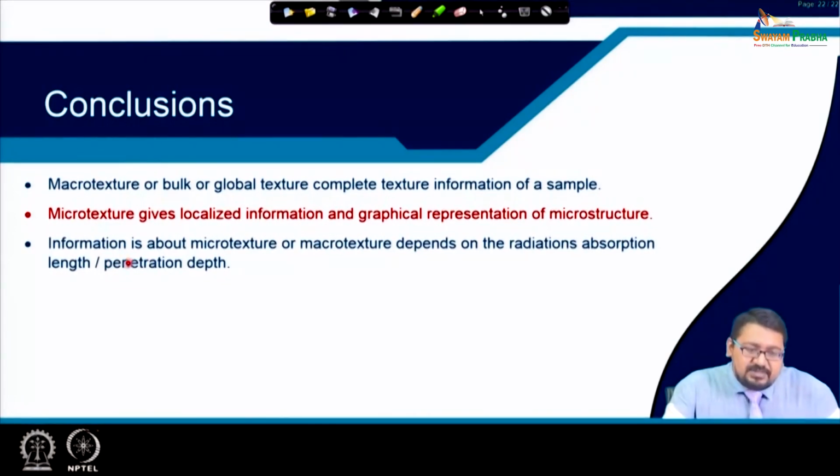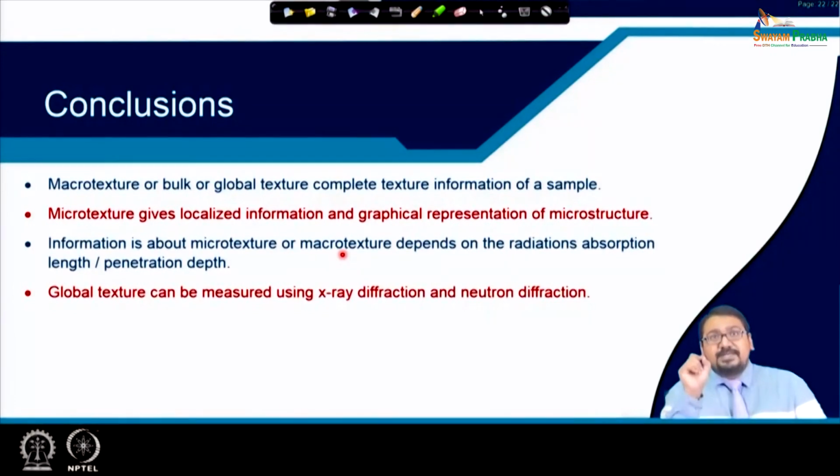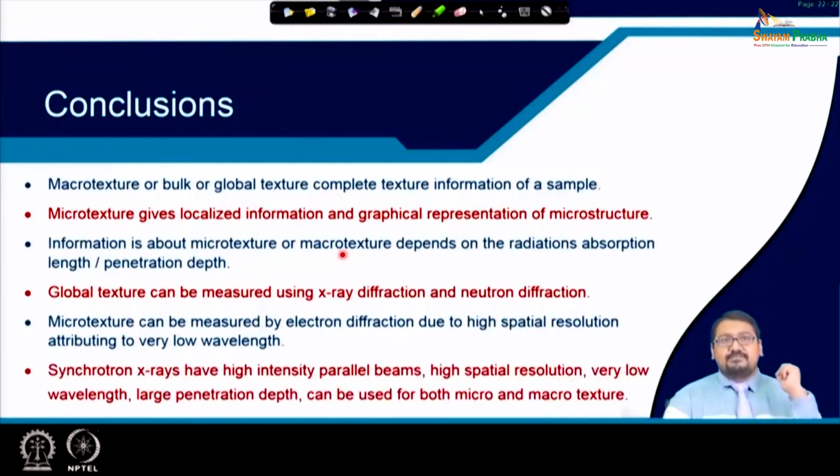The information is about microtexture or macrotexture depending upon the radiation's absorption length, which is basically the mass absorption coefficient. We will talk about this in the next lecture, and it decides the penetration depth. Global texture can be measured by X-ray diffraction and neutron diffraction. Microtexture can be measured by electron diffraction because it has high spatial resolution and it has very low wavelength.